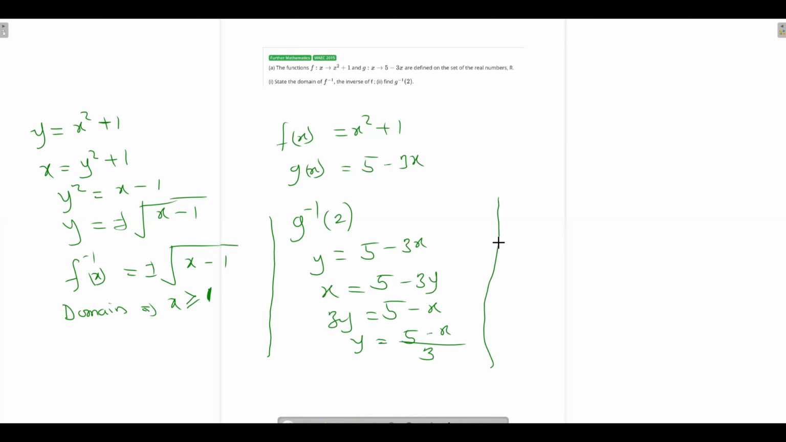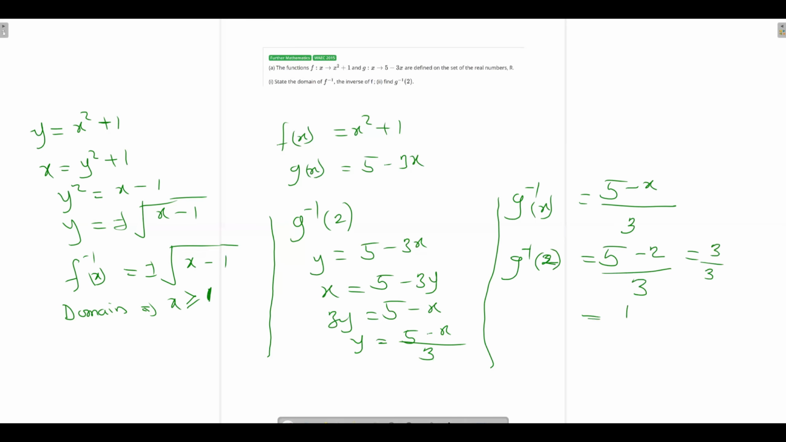So g inverse now becomes (5 minus x) over 3. So g inverse of 2 becomes, when x is 2, 5 minus 2 over 3, and that's 3 over 3, and that equals 1.